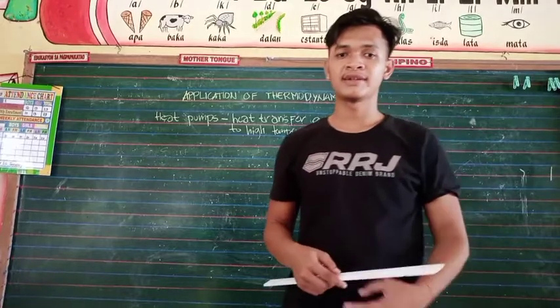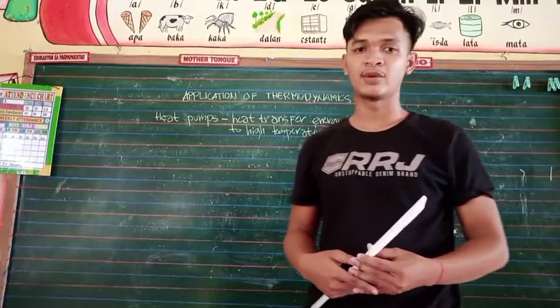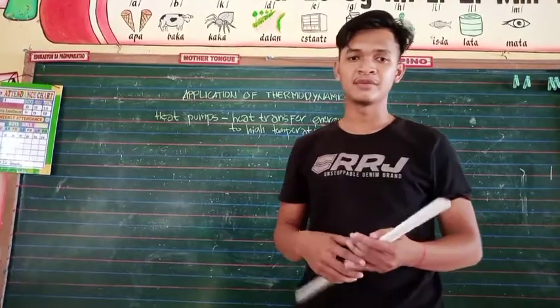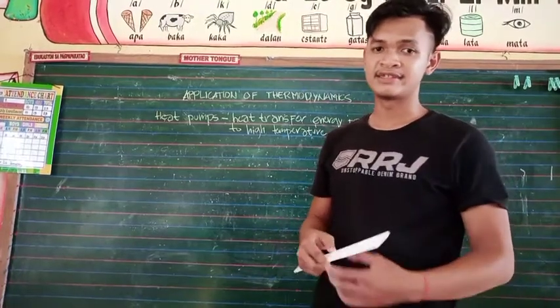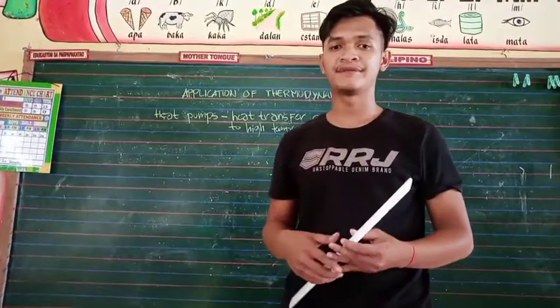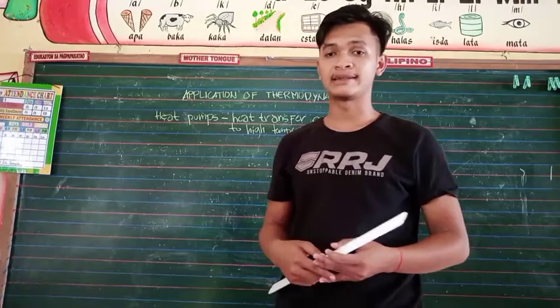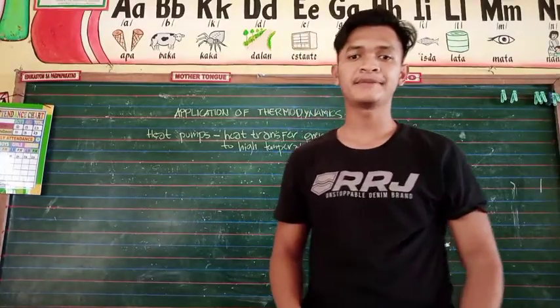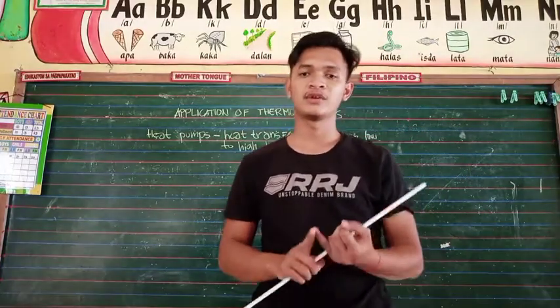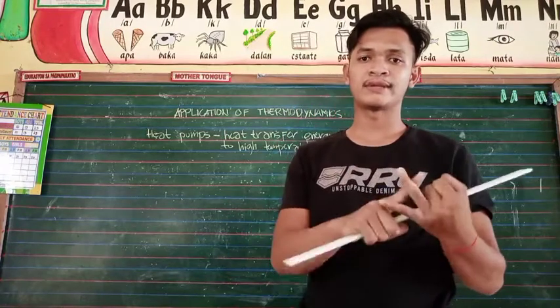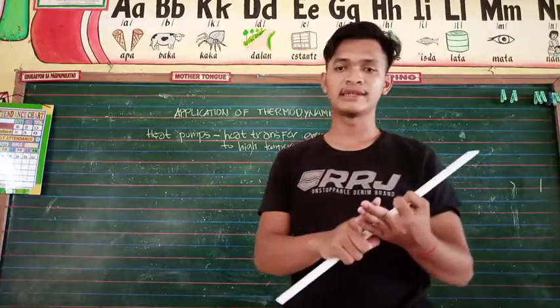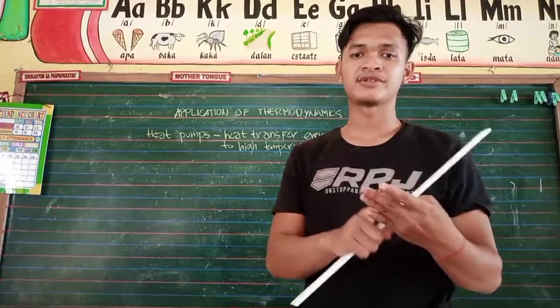The disadvantage of the heat pump is that the work is sometimes more expensive than simply burning fuel, especially if the work is provided by electrical energy. Simple heat pumps have four basic components. One is an evaporator, two is a compressor, three is a condenser, and four is an expansion valve.